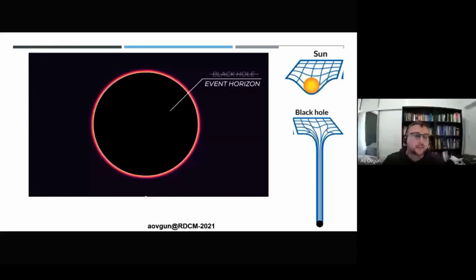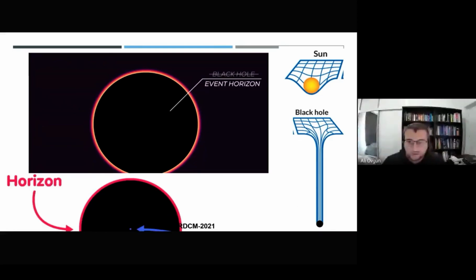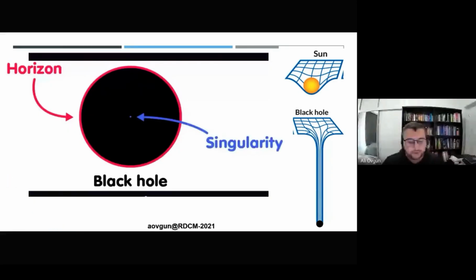A black hole is a region of spacetime where gravity is so strong that nothing, neither particle nor even light, can escape from it. But they are very simple objects. You can define the black hole using only the event horizon. And at the center of the black hole, there is a gravitational singularity. This region is where the spacetime curvature becomes infinite. As you can see, the black hole is a simple object with a horizon and a singularity.